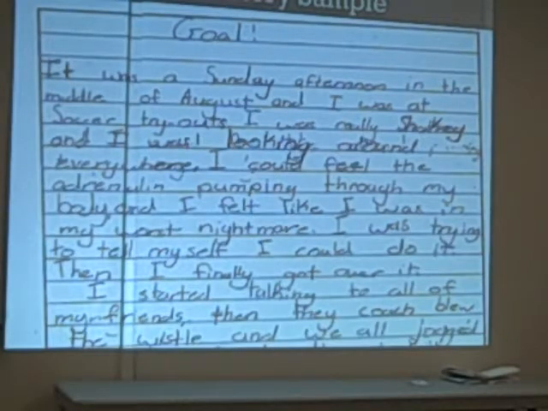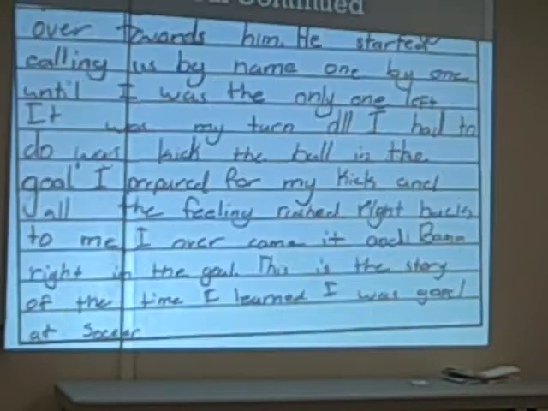Then I finally got over it. I started talking to all of my friends. Then the coach blew the whistle, and we all jogged over towards him. He started calling us by name, one by one, until I was the only one left. It was my turn. All I had to do was kick the ball in the goal. I prepared for my kick, and all the feeling rushed right back to me. I overcame it, and bam, right in the goal. This is a story of the time I learned I was good at soccer.